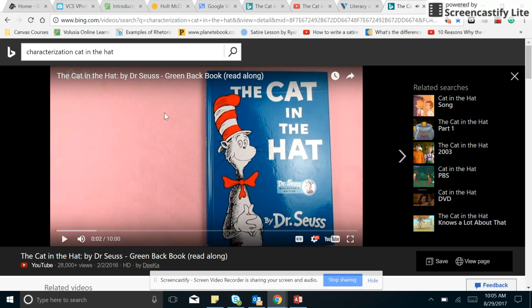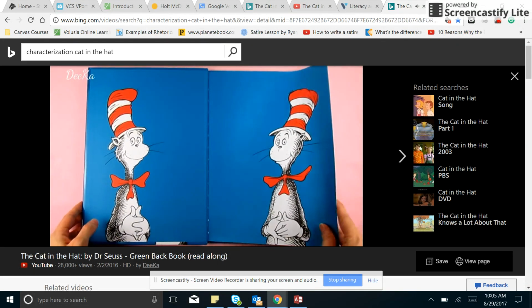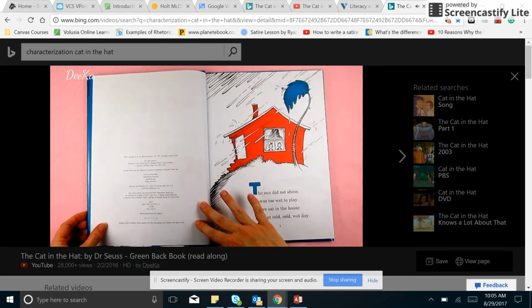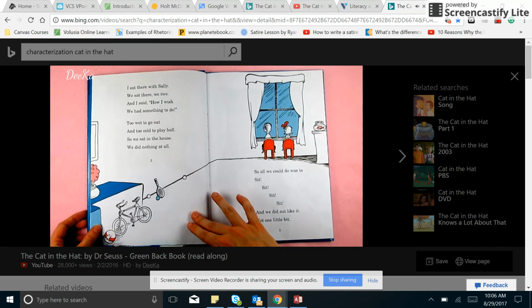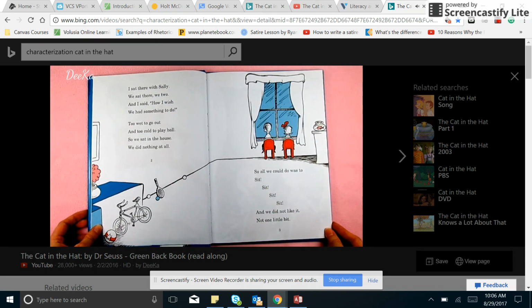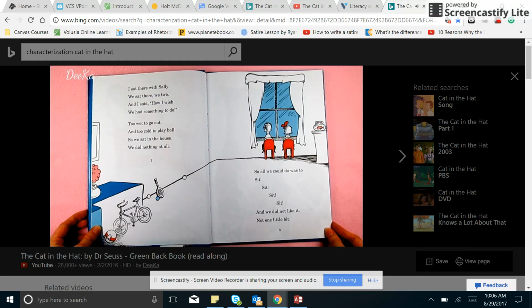The Cat in the Hat by Dr. Seuss. The sun did not shine, it was too wet to play, so we sat in the house all that cold, cold, wet day. I sat there with Sally, we sat there we two, and I said, how I wish we had something to do. Too wet to go out, and too cold to play ball. So we sat in the house, we did nothing at all. So all we could do was to sit, sit, sit, sit, and we did not like it.